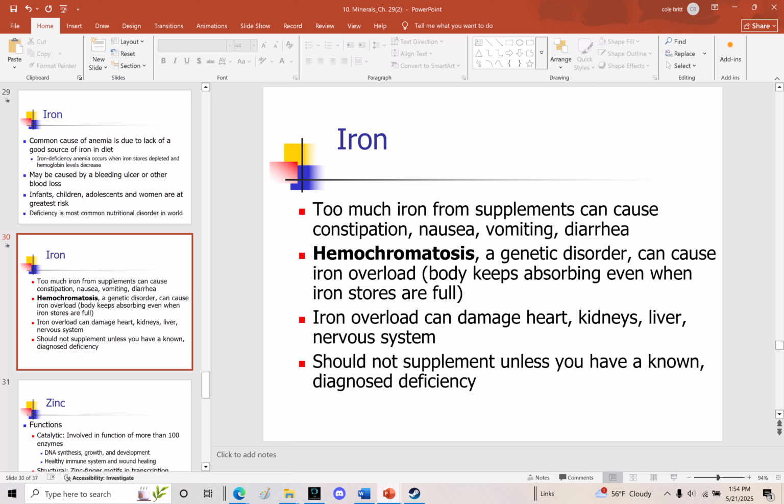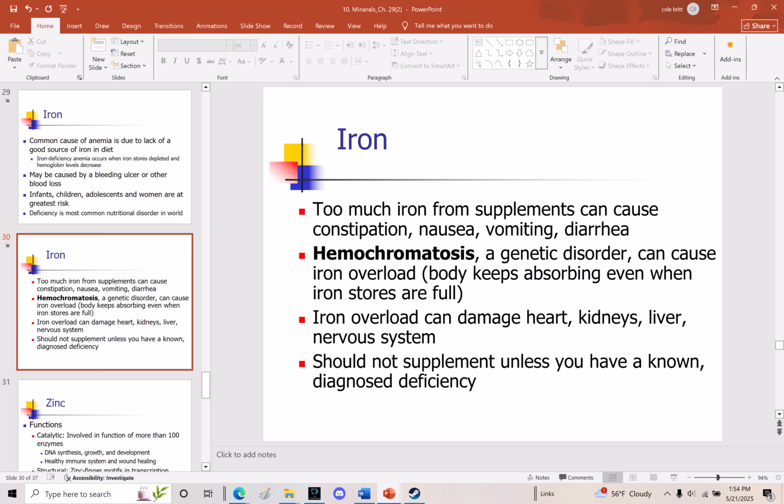So again, it acts as a free radical. It's like bouncing around the room, destroying stuff. Bouncing around the cell, destroying stuff, which can ultimately damage the cell, damage the heart, damage the kidneys, damage the nervous system. Hemochromatosis is dangerous. So how do you treat it? So again, should not supplement unless you have a known diagnosed deficiency.